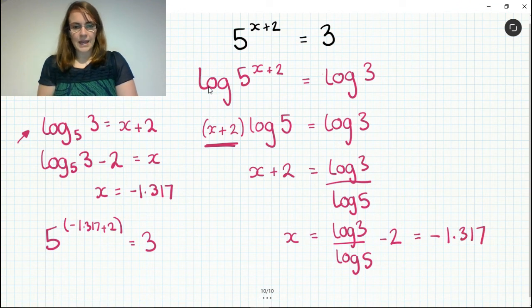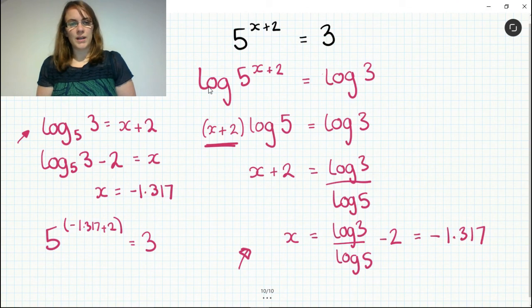Now this method is a little bit longer, but in some cases you will be asked to do it using that method, and in other cases you will actually need to use this method. If you have a whole equation, you might need to use this method to linearise it, so it is well worth knowing.